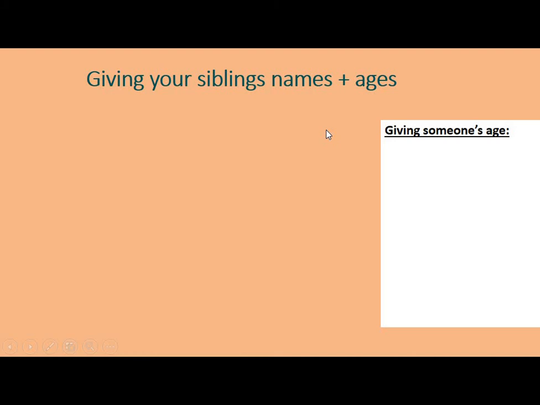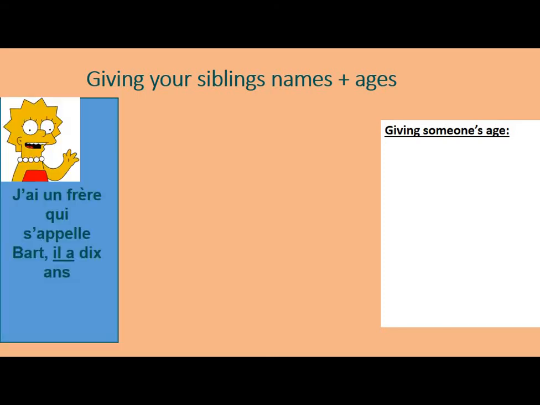Okay, so we now need to combine that even further. Give your siblings names like we've done and their ages. So here we go. Using The Simpsons again. We have Lisa saying J'ai un frère qui s'appelle Bart. Il a 10 ans.